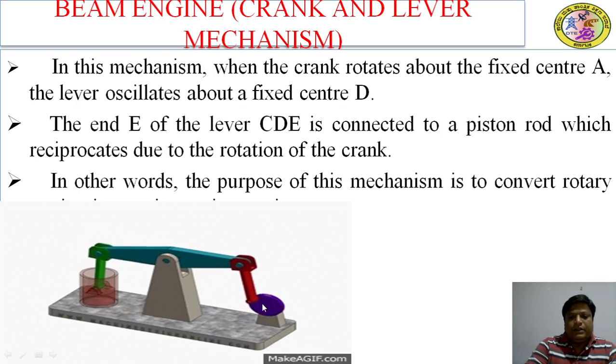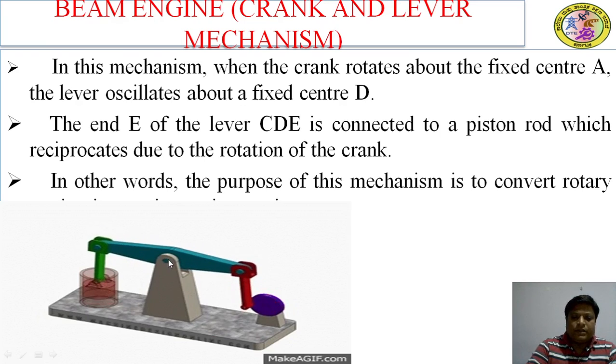Here the crank is pivoted at the point, or the flywheel, or the motor. This pivoted crank will be rotated by hand, or nowadays by belt drives or a motor. Here the lever will be pivoted at the fixed center, pivoted at the point D. At the end of the lever there is the piston and cylinder arrangement, where the piston will be moving to and fro while the crank rotates in the clockwise direction.